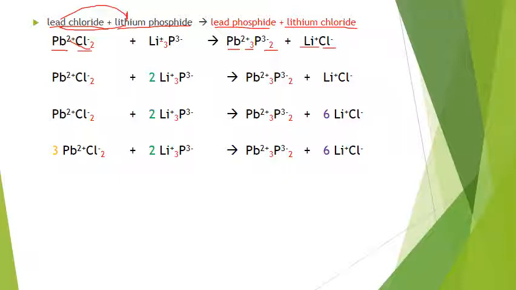The first thing I'm going to do is start with the negative ions. I'll start with phosphide, though I could start with chloride. I need 2 phosphoruses, so first I get 2 phosphoruses. Now I have 6 lithiums. So I go and put a 6 in front of the lithium.